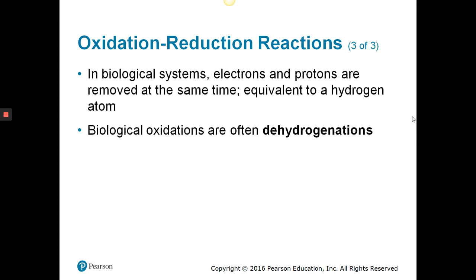You can see this in some of your food items. If you read the label on this, you'll see dehydrogenated blah blah blah, and that just means they removed the hydrogen, or they removed the oxidation part of the reaction when you eat that food.